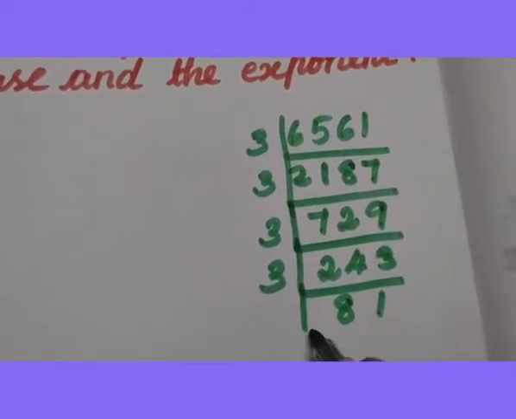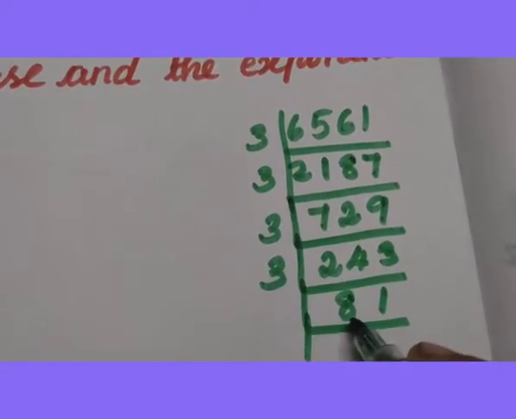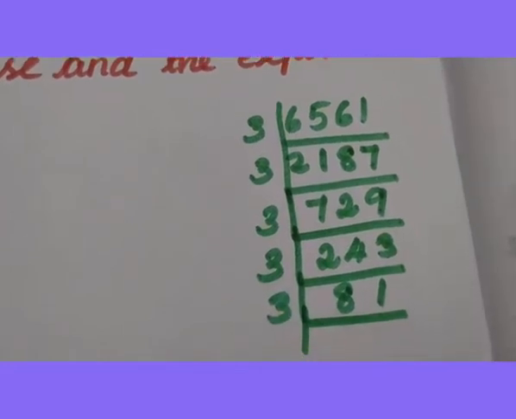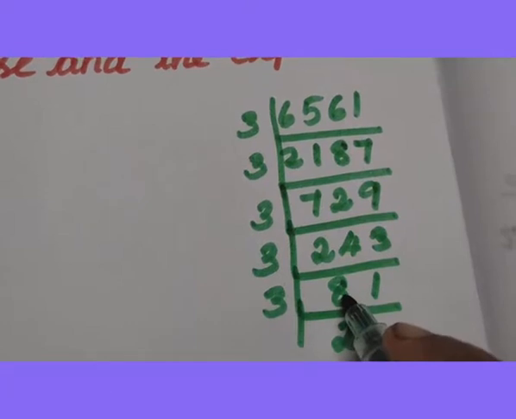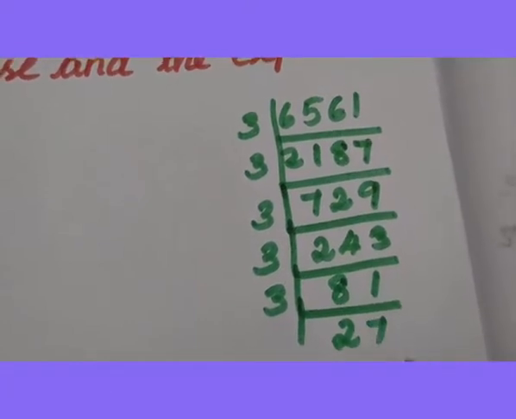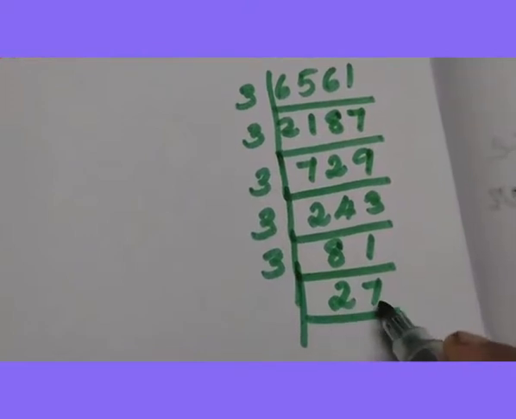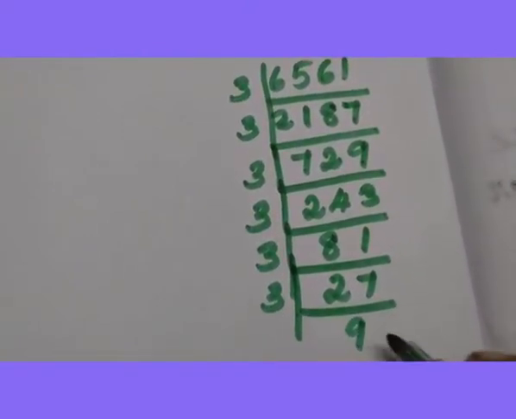8 3s are 24, 1 3 is 3. Is it not? Again, it's an odd number. So it's divisible by 3, see, 8 plus 1, 9, is it not? So it is divisible by 3. 3 2s are 6, remainder 2, 21, 7 3s are 21. Okay, again, 27, 2 plus 7, 9, it's in the third table. So 9 3s are 27.